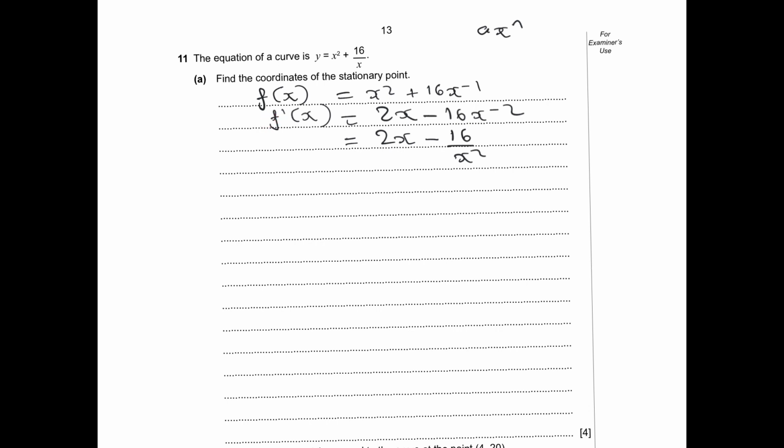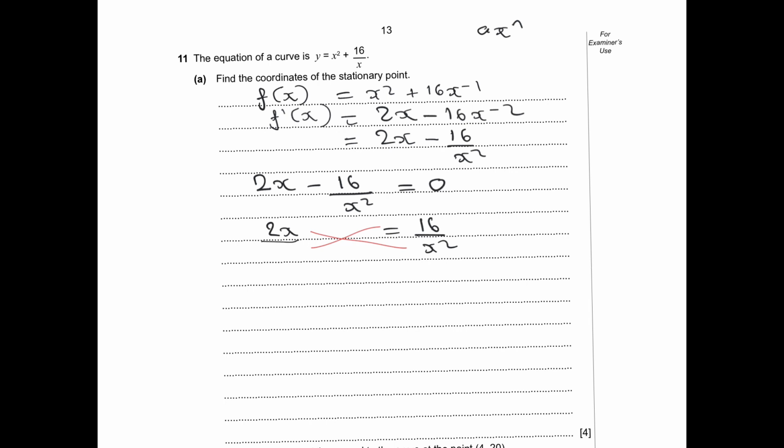So at the stationary points, what we are saying is that the derivative is equal to 0. So we are going to equate that derivative to 0. So that's 2x minus 16 over x squared is equal to 0. So we need to solve this equation. The best would be maybe to take negative 16 over x squared to the other side. So I'm going to get positive 16 over x squared. And of course, cross multiply.